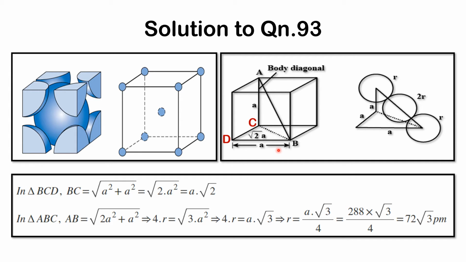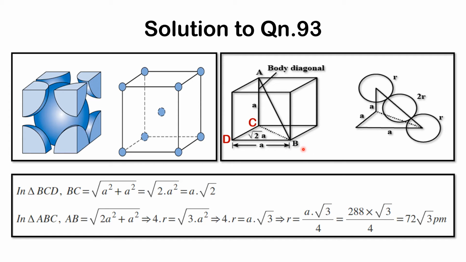First, by looking at the base of the unit cell, you find out the length of the diagonal BC. Here the length of each edge is equal to A units. Since angle D is a right angle, by using Pythagoras theorem, BC square will be equal to BD square plus DC square. So BC square is equal to A square plus A square. So BC is square root of A square plus A square, which gives square root of 2A square. So the length of the diagonal BC is A root 2.